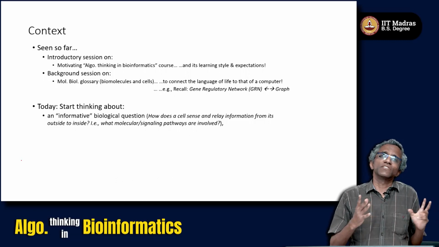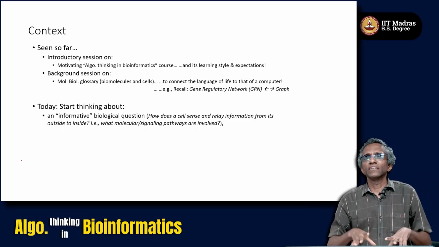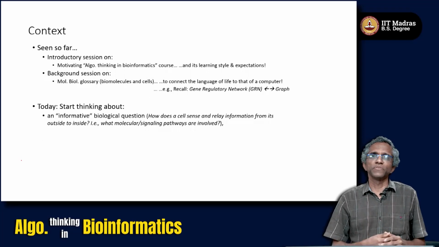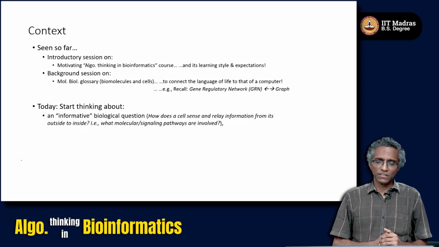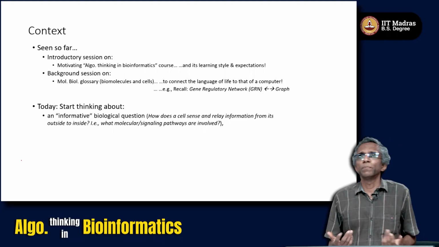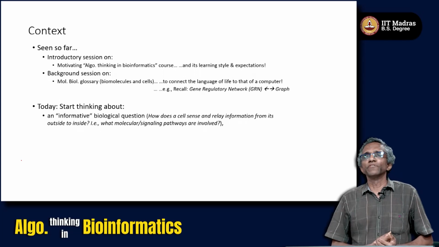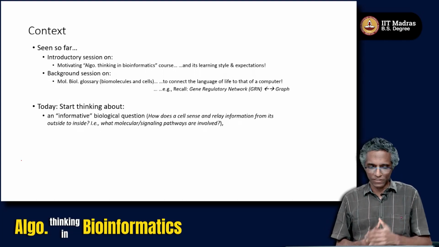The cell has a lot of information that is happening outside the cell, so it has to sense that information and then relay it to the inside of the cell, specifically to the nucleus. What are the molecular or signaling pathways or routes that are involved in this sensing and relaying of information from the outside of the cell to the inside of the cell?